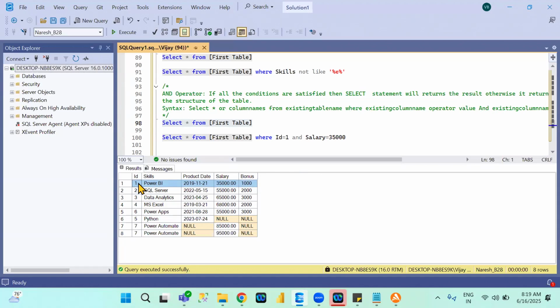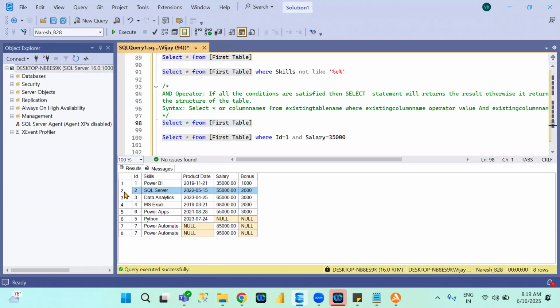Yes. Condition is satisfied. Then the second condition you have to verify. In the same row, is salary equal to 35,000? Yes. Okay. Next one. Is ID equal to 1? This one, the first condition itself is not satisfied. No need to check the other condition, because in AND operator, if any one condition is failed, what I told you, that particular record will not be included.